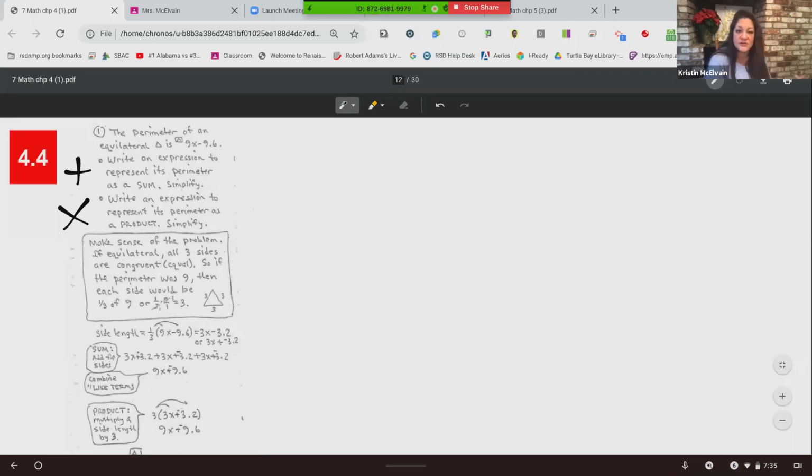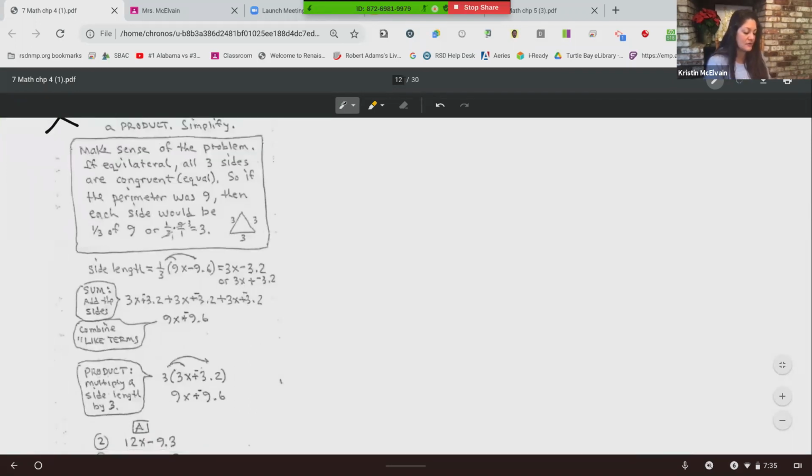Okay, and then first we need to make sense of the problem. If it's equilateral, all 3 sides are congruent, or the same, equal. So if the perimeter was 9, then each side would be 1/3 of 9. So we just need a 1/3 because we know there's 3 sides in a triangle. In an equilateral, they're the same.